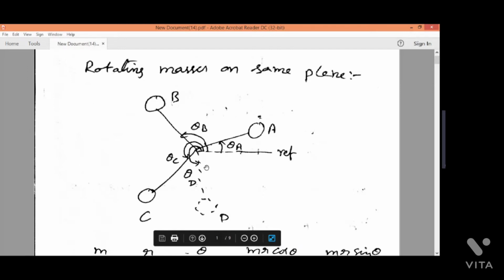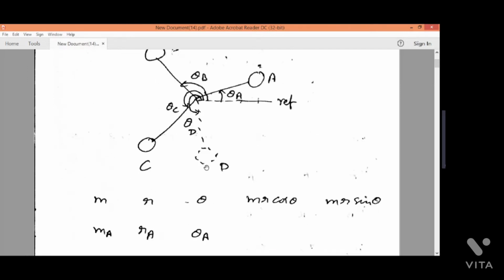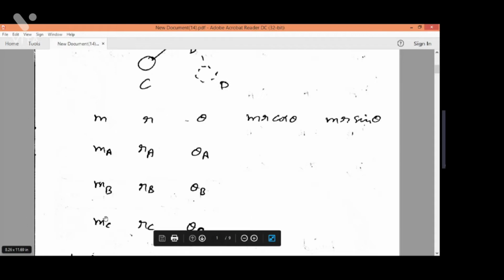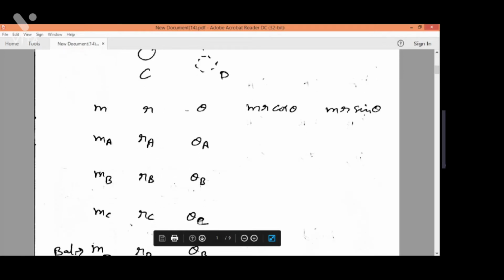To find out these unknown parameters, I am going to form a table here. In this table, if you observe, the header titles are mass, radius, angle. The masses MA, MB, MC are the masses in the original system. The corresponding radii of rotation are RA, RB and RC. The corresponding angular positions are theta A, theta B and theta C.